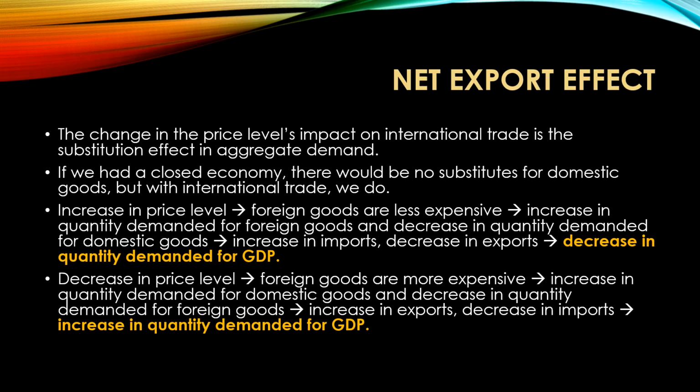So if you have an increase in the negative and a decrease in the positive, then you're going to have an overall negative value, which is a decrease in the quantity demanded for GDP.